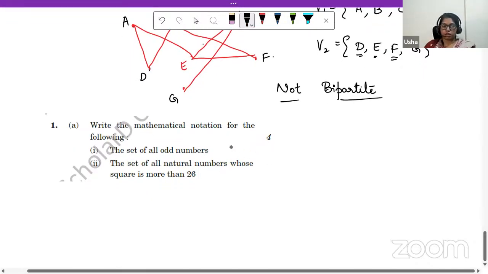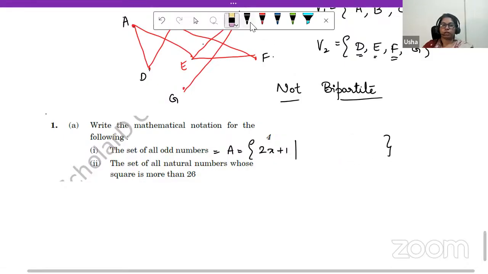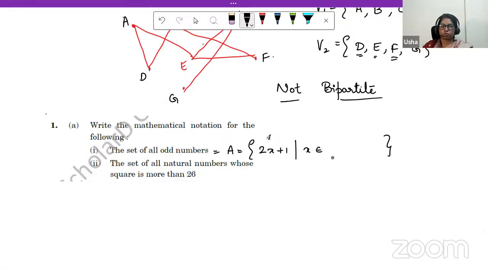Set of all odd numbers. We will take it as set A. All numbers 2x plus 1, and x can be greater than or equal to 0: 0, 1, 2, and so on. If it's an even number, you can express it as 2x. If it's an odd number, you can write it as 2x plus 1. Now, this is the set of all odd numbers. They have not given positive or negative, right? So you can write x belonging to Z.